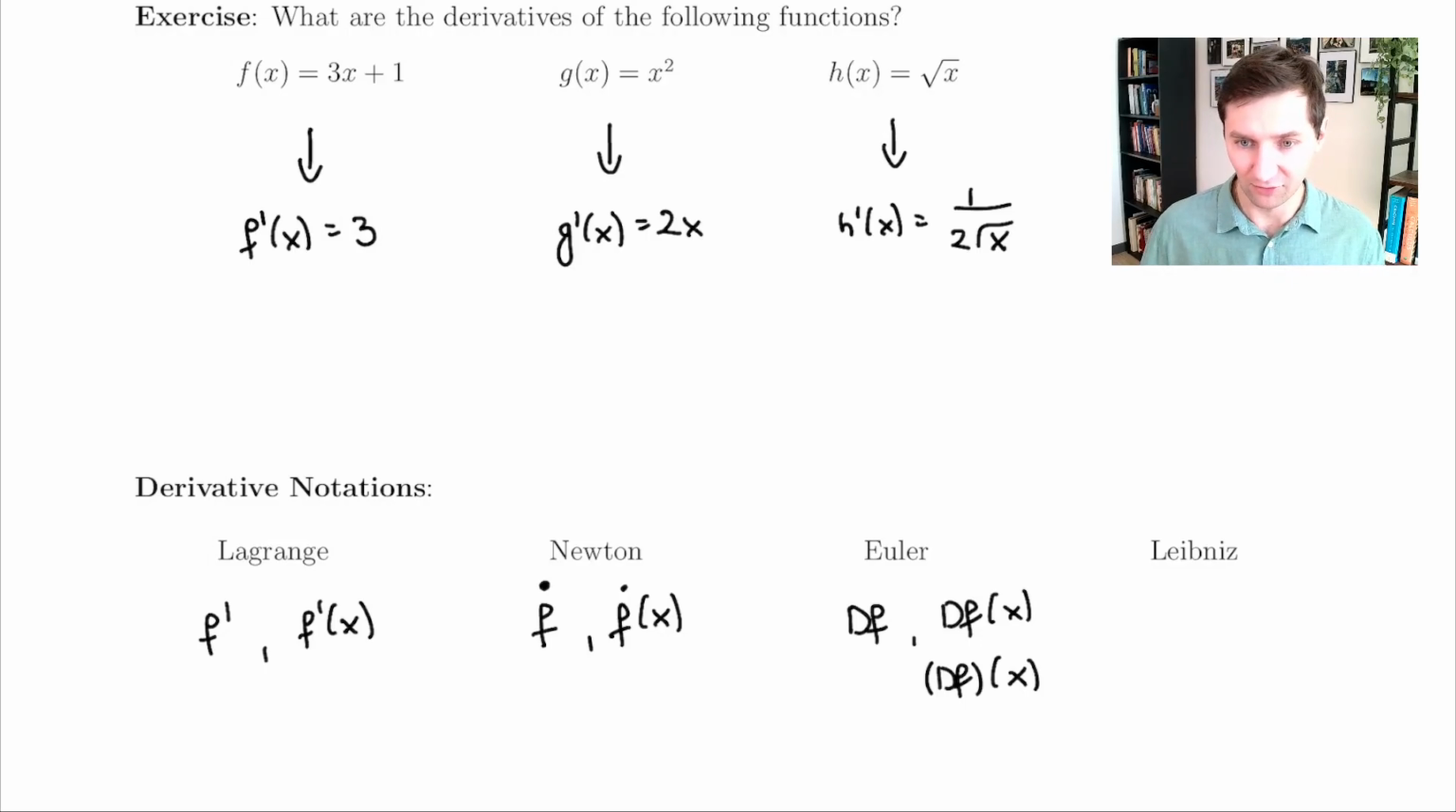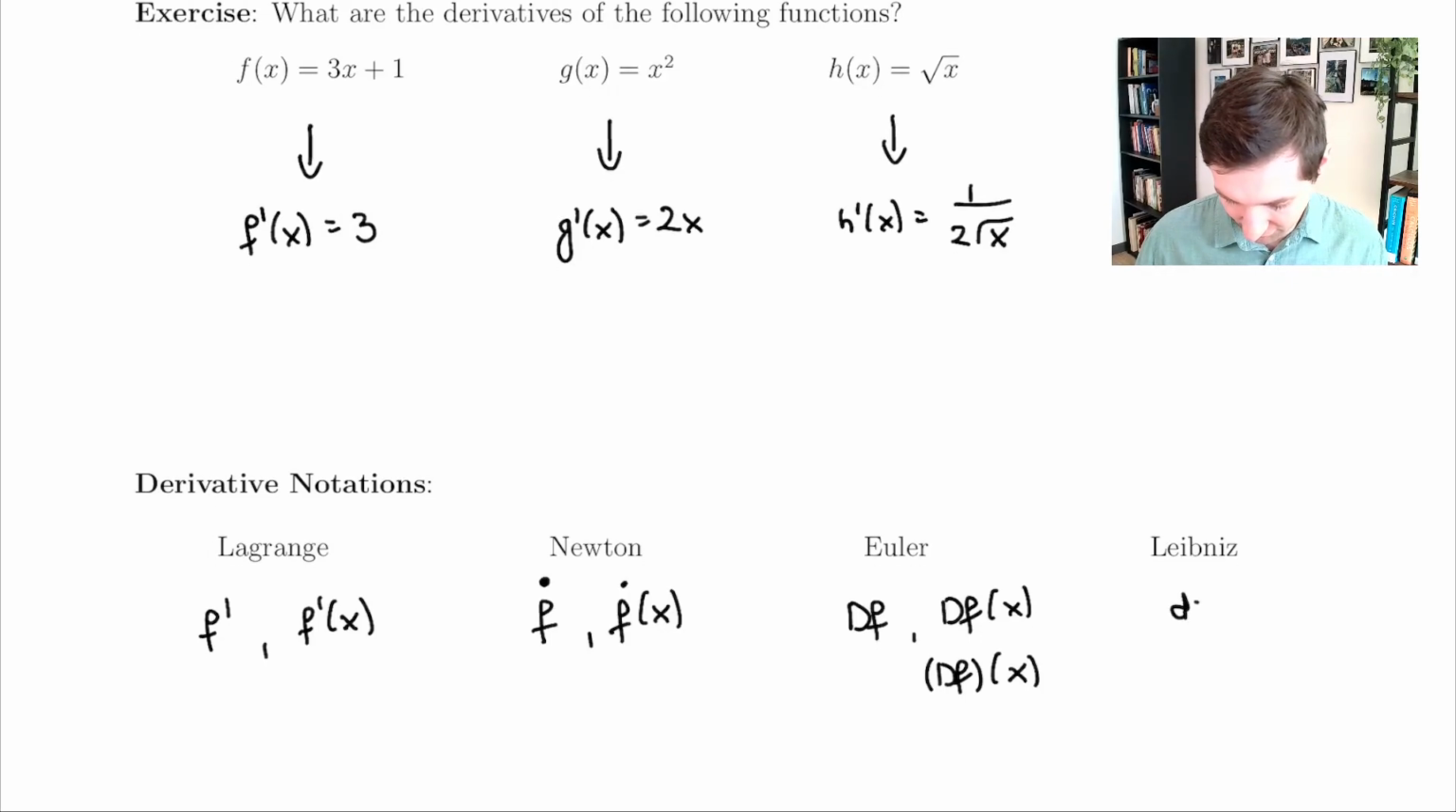Finally, Leibniz notation is the following: the derivative of f with respect to x, or the derivative with respect to x of f.